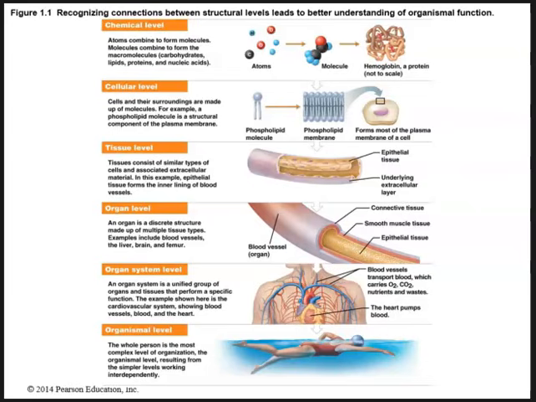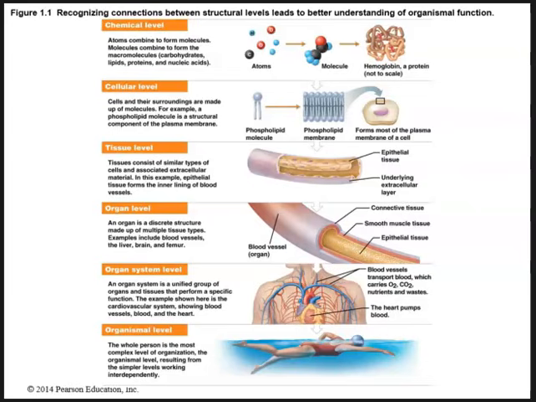Then we have the cellular level, and then a group of cells make up tissues, and then a group of specific tissues make up an organ. And then we have the organ system level. This is when we have a unified group of organs and tissues performing a specific function, making up the organ system. And finally, the organism as a whole. So the whole person is the most complex level of organization, and this is the organismal level, and it results from the simpler levels working interdependently.